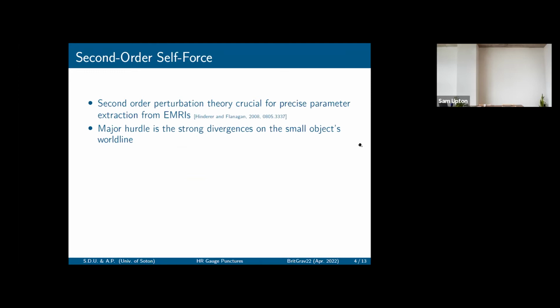One big hurdle that I've been focusing on overcoming in my PhD is the strong divergences on the small object's world line. If we split our perturbations into regular and singular pieces, these singular pieces encode essentially the multipole structure of the small object. We can see they go like m over r, and then at second order, m squared over r squared. This has the consequence of being incredibly singular. So when you want to solve things numerically, it becomes very hard. You have delicate numerical cancellations that you have to deal with, and also it means that your field equations aren't well defined on the small object's world line.